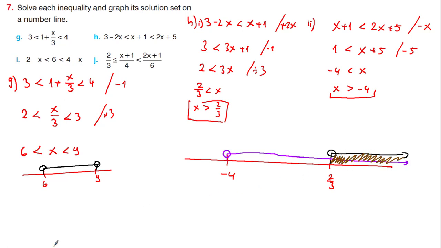Now, our solution set would be all x's that fulfill both conditions. So it's practically this brown part, which means we can rewrite it in terms of inequalities. We can write it as x greater than 2 over 3, or in terms of sets we can write it as x from 2 over 3 to infinity, like this.